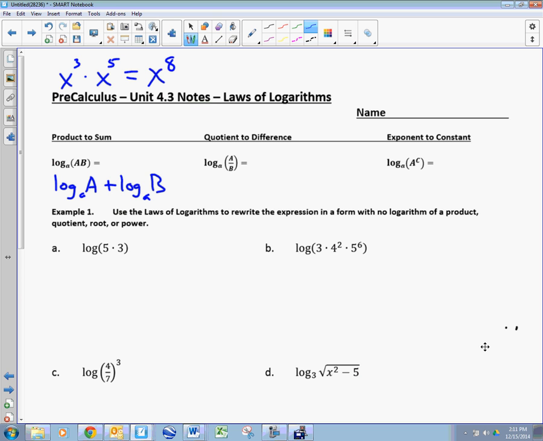So log base a of a plus log base a of b. Okay, as long as they have the same base, you can add them together and then write it as multiplication. It's a nice little rule. So what do you think we do if we divide? Yep, minus: log base a of a minus log base a of b.